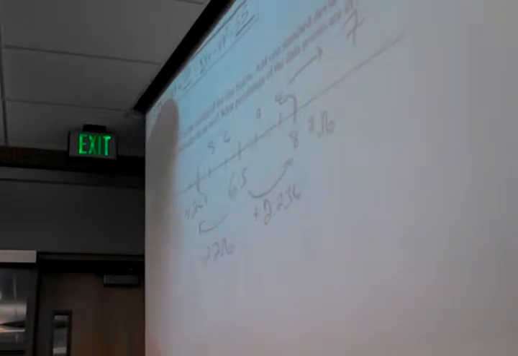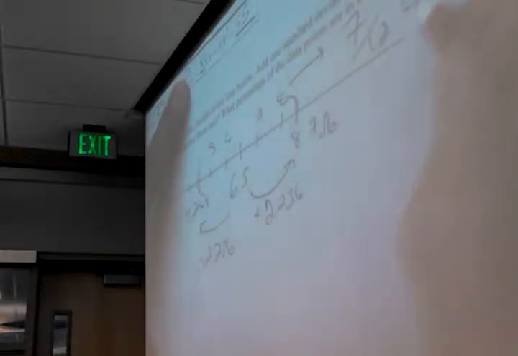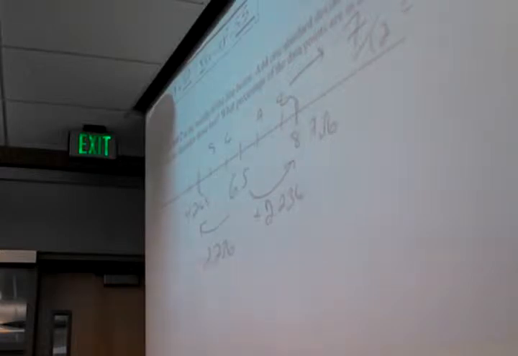Out of how many total data points? 12. So a little bit more than half fell in there. How much exactly? 58.3%. Yes, cool. So a little more than half fell in there.